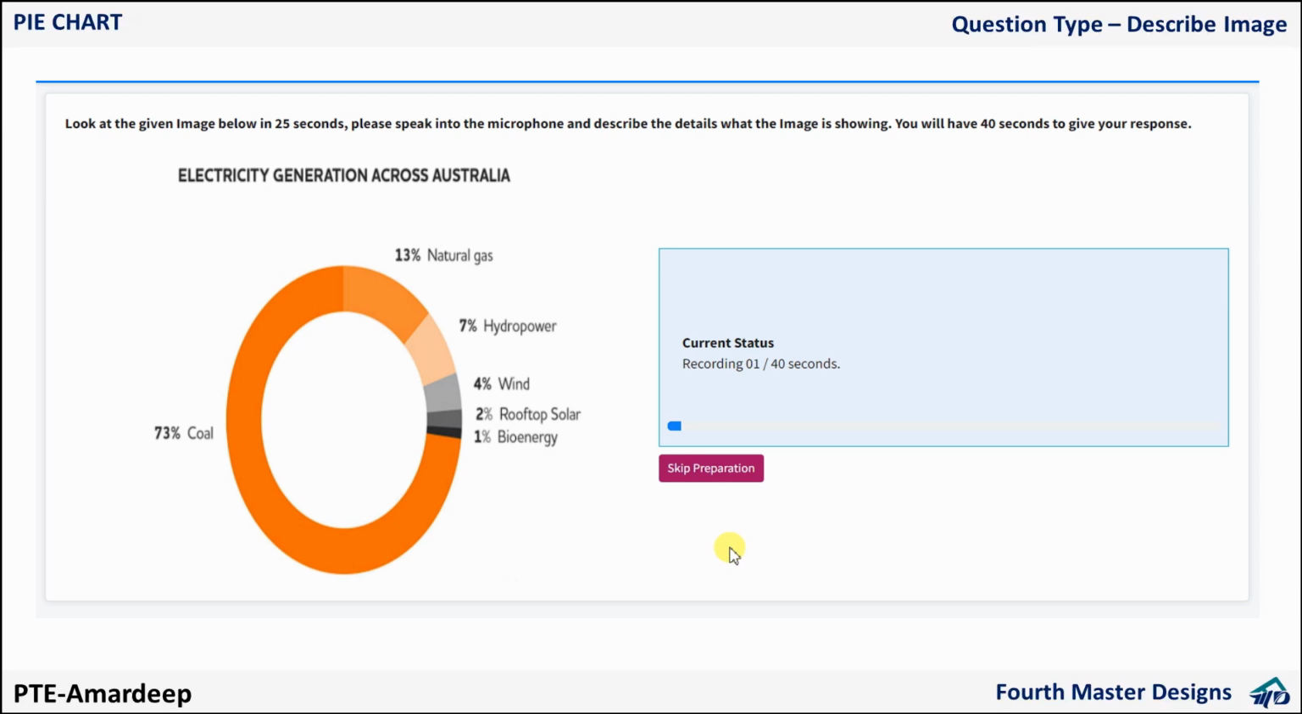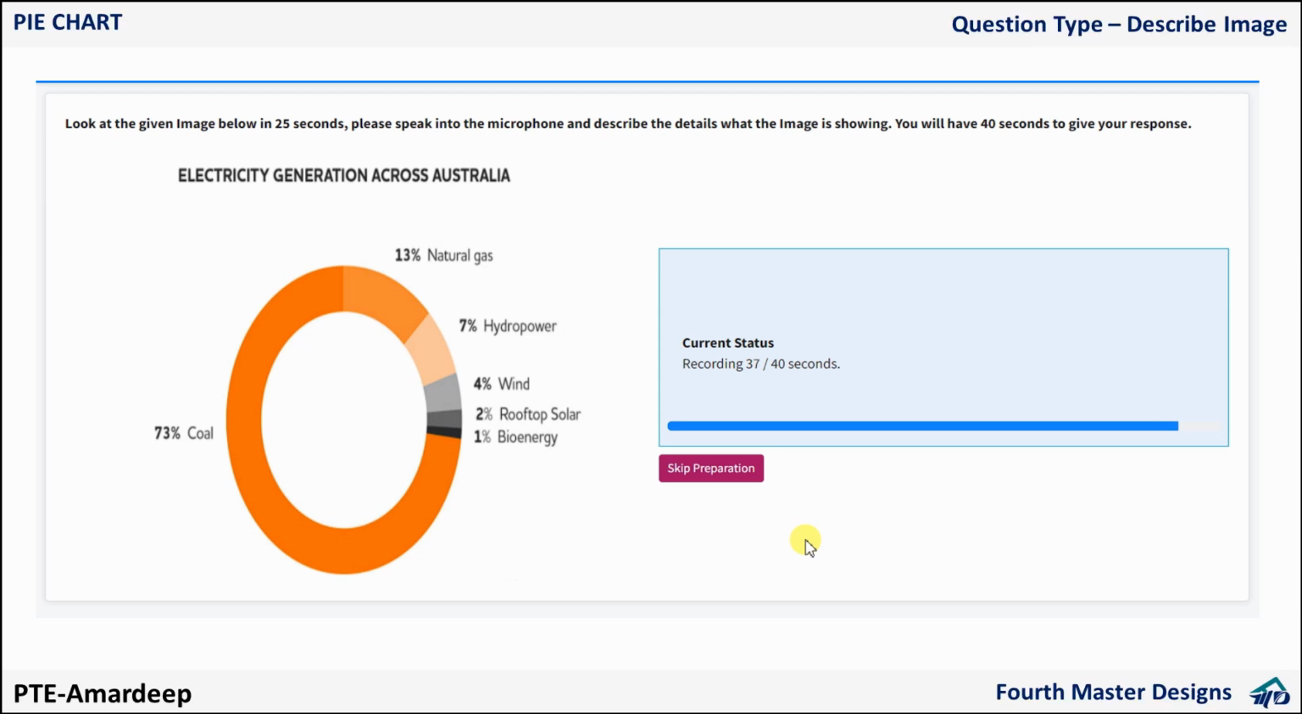The pie chart gives information about electricity generation across Australia. The different categories are coal, natural gas, hydropower, wind, rooftop solar, and bioenergy. Looking at the pie chart in more detail, we can see that the percentage of coal is the highest, that is 73%, followed by natural gas, for which the percentage was 13. On the other hand, the bioenergy percentage is the lowest at about 1%. For the other categories such as hydropower, wind, and rooftop solar, the percentages are 7, 4, and 2 respectively.